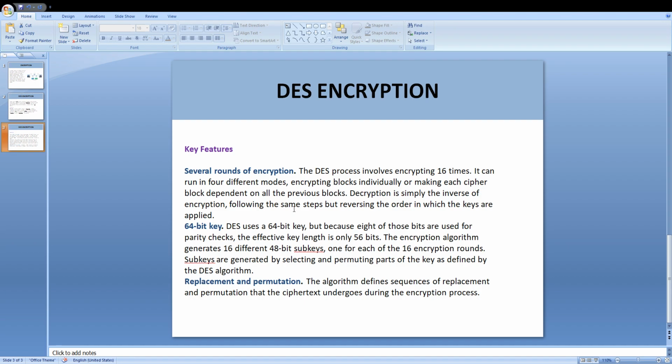The encryption algorithm generates 16 different 48-bit keys, subkeys, one for each of the 16 encryption rounds. Subkeys are generated by selecting and permuting parts of the key as defined by the DES algorithm. Then the algorithm defines sequences of replacement and permutation that the ciphertext undergoes during the encryption process.